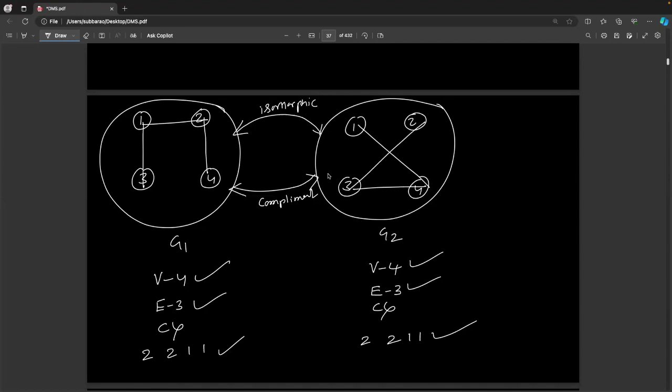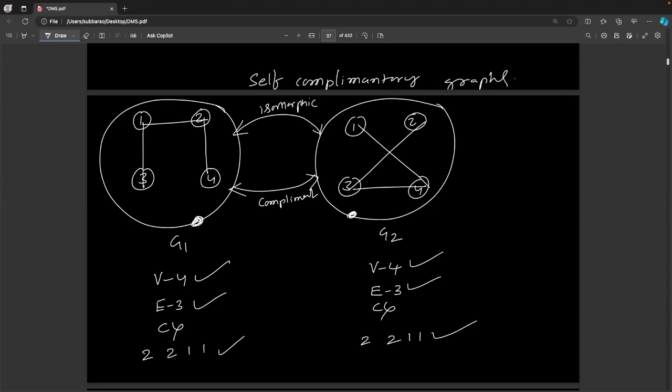Remember, for a given graph, if you do complementation, and the given graph and its complement are isomorphic to each other, this is called a self-complementary graph. It is a complement to itself. If I do complementation, I get myself. Self-complementary graphs.